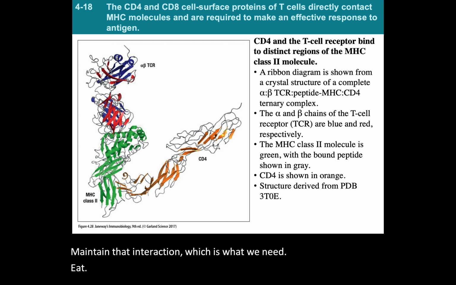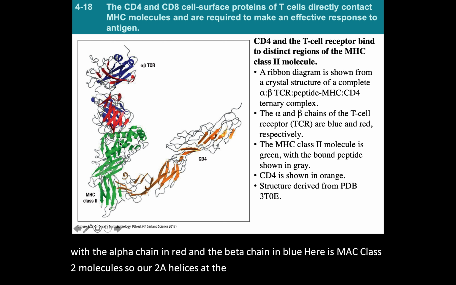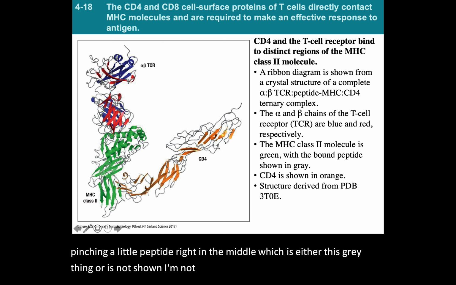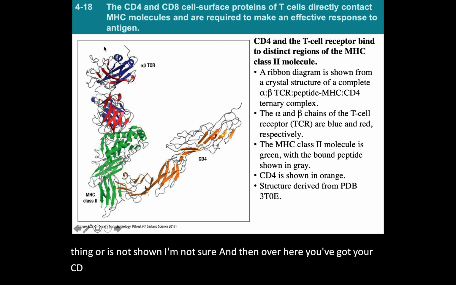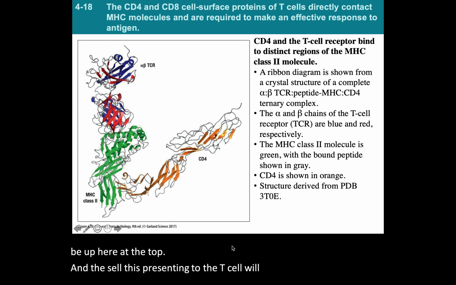So here is now the entire complex. Here's your alpha beta T cell receptor with the alpha chain in red and the beta chain in blue. Here is the MHC class 2 molecule. So here are our 2 alpha helices at the top, and they're going to be pinching a little peptide right in the middle, which is either this gray thing or is not shown. I'm not sure. And then over here, you've got your CD4 molecule, which is going to be reaching out. So the T cell is going to be up here at the top, and the cell that is presenting to the T cell will be down here, so something like a macrophage.